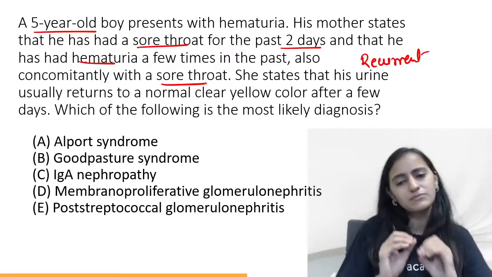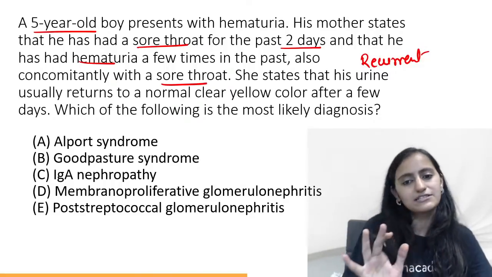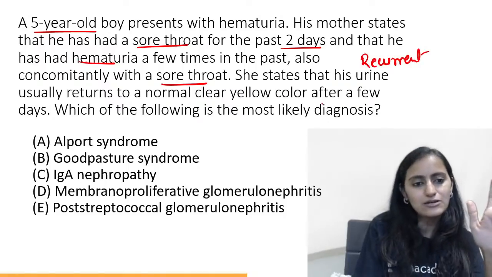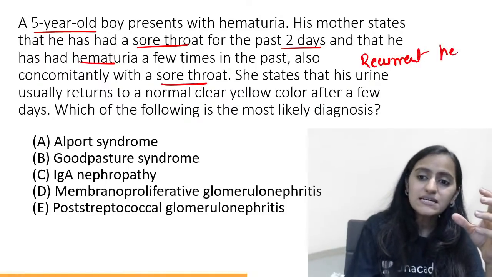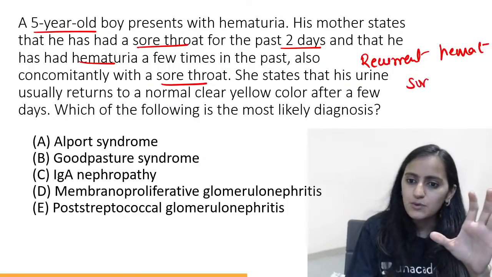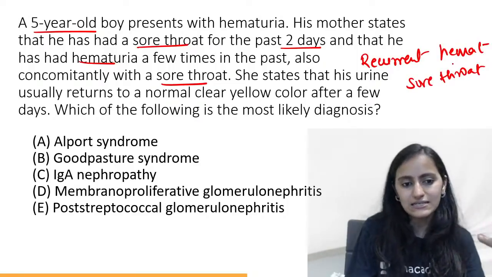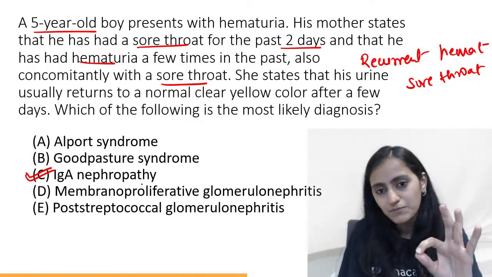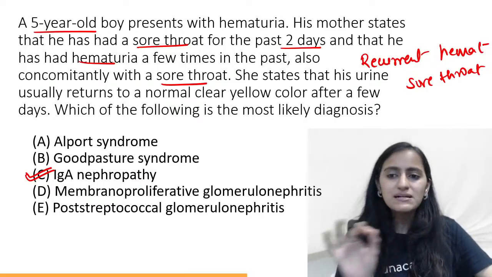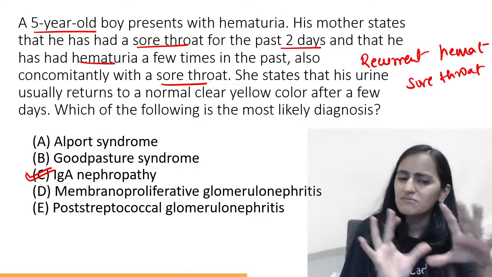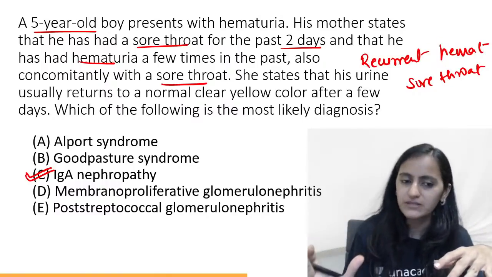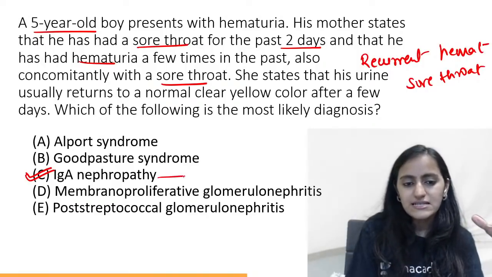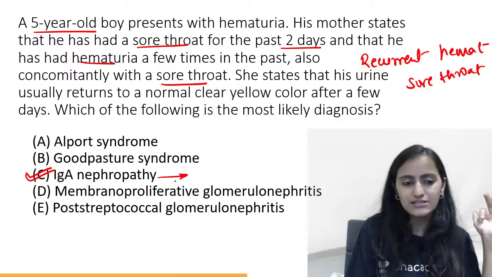As soon as the sore throat happens, the child gets hematuria. And then the mother states that the urine returns to normal clear yellow color after a few days. So this is recurrent hematuria concomitant with a sore throat. It is happening recurrently. So this is your IgA nephropathy. Please remember that minimal change disease does not have hematuria. It's a nephrotic syndrome. Nephritic are the ones which show you hematuria. So this is IgA nephropathy.